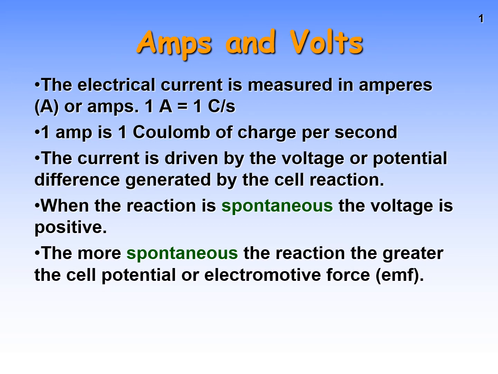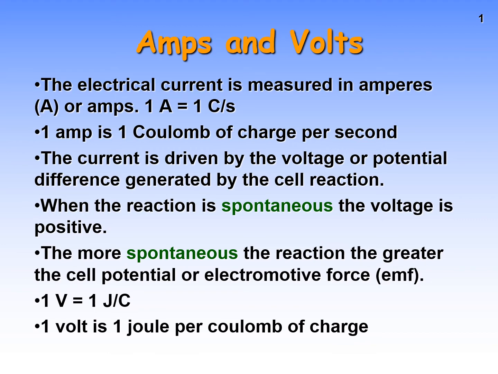Voltage, cell potential, they mean the same thing. Electromotive force is another way of saying the same thing as well. So if you're being asked for electromotive force, cell potential, or voltage, they all mean the same thing. The larger this value, the more spontaneous the reaction. You should know something about the unit of volts and how it relates to joules and coulombs. 1 volt is equal to 1 joule per coulomb of charge. So you should know that unit relationship.